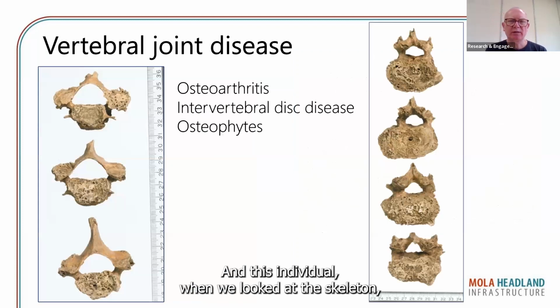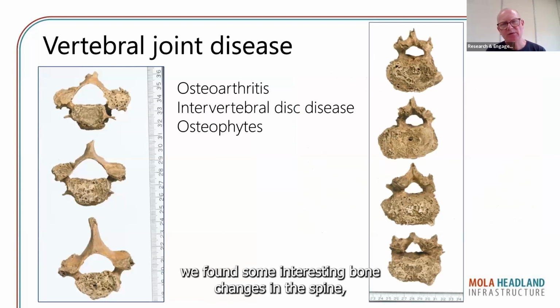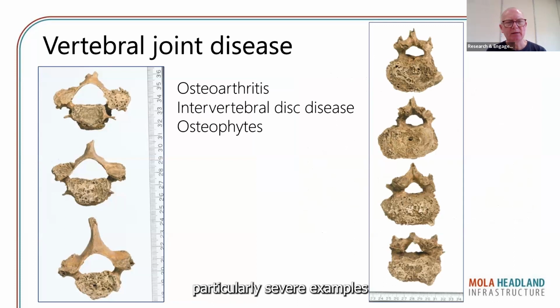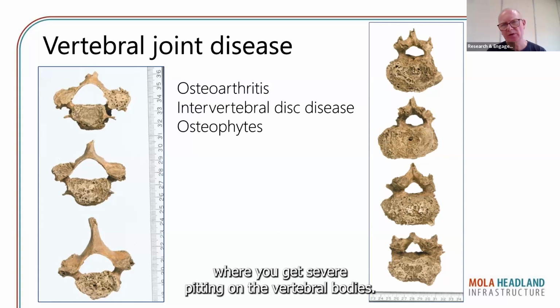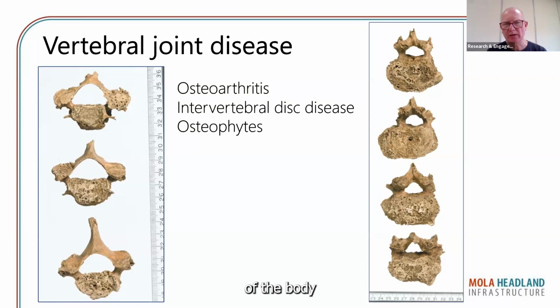And this individual, when we looked at the skeleton, we found some interesting bone changes in the spine, particularly severe examples of joint disease for the age of the individual. We had osteoarthritis in the synovial joints of the spine. We also had what we call intervertebral disc disease, where we get severe pitting on the vertebral bodies. And we had osteophytes, where the bodies tend to spread out in order to distribute the weight of the body as a whole, because there's damage to the intervertebral discs.